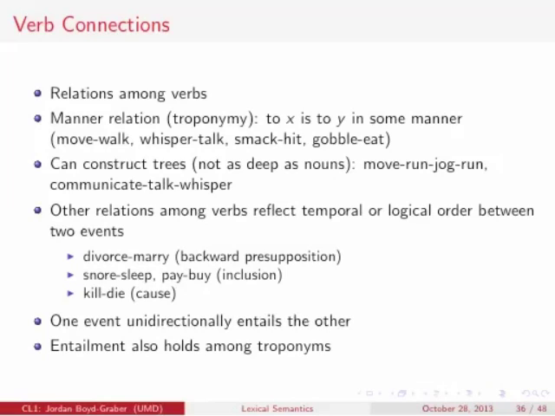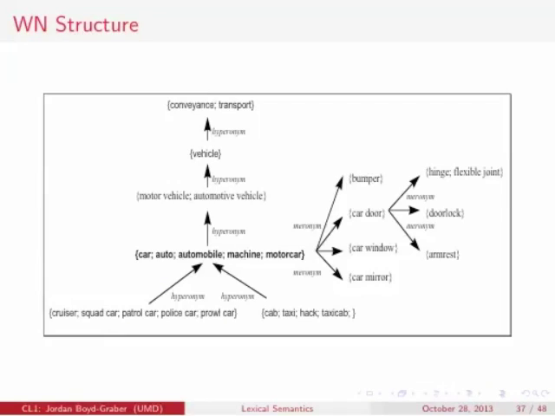And then there are other relationships that reflect temporal or logical constraints. So for example, if you divorce, you must have been married. If you snore, you must be sleeping. If I kill you, that would cause you to die. Let's look at some examples from WordNet. A cab is a kind of auto, is a kind of motor vehicle, is a kind of vehicle, is a kind of transportation. And if you look at car, a car has a car door, and a car door has a lock and an armrest.